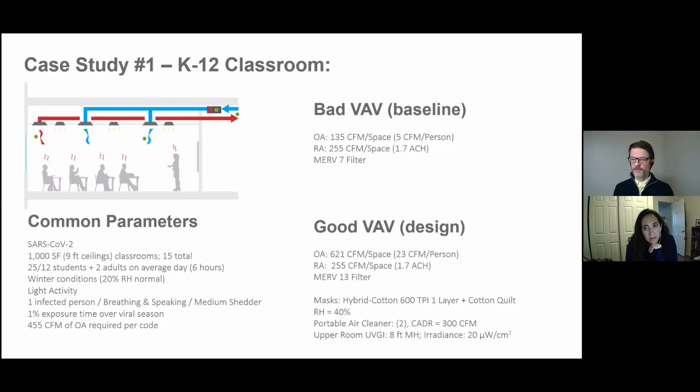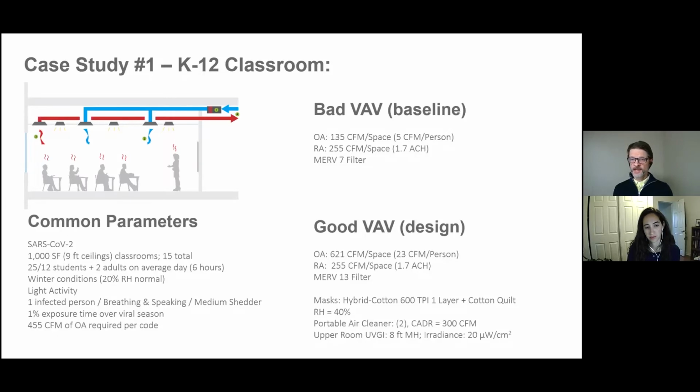And then we'll start with the code or ASHRAE requirements for this space, which would have been 455. But let's say we have a VAV system here, so for the baseline, it's winter conditions maybe, and the box is really clamped down, so we're only getting a percentage of that outside air. Something that's not unreasonable to find would be as low as 135 CFM per space during the winter, so we'll look at that, and 255 CFM per space of recirculation air, and a MERV 7 filter. We'll start with that as our baseline condition.